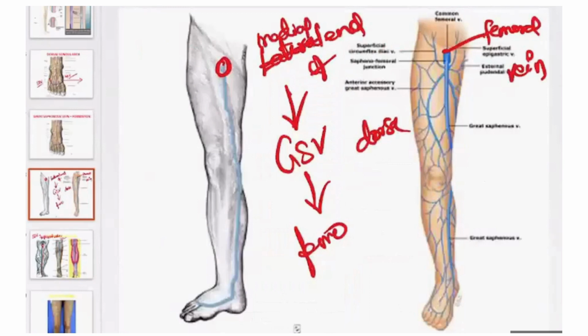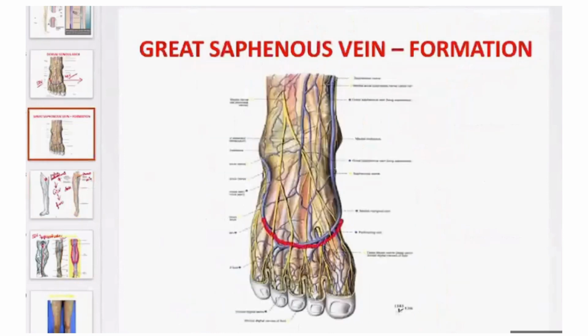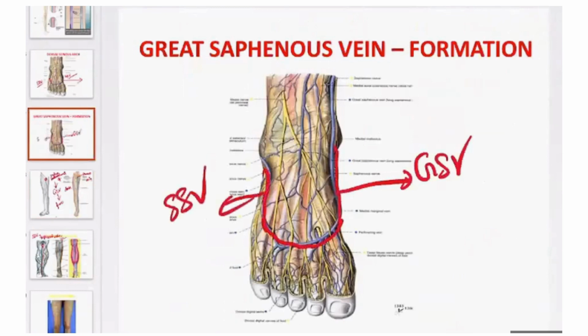If it is going medially above, that is GSV, great saphenous vein. If it is going laterally, short saphenous vein. This great saphenous vein drains into femoral vein. This drains into popliteal vein. This is in the popliteal fossa. This is on the femoral vein. Understand, right? It's very easy.